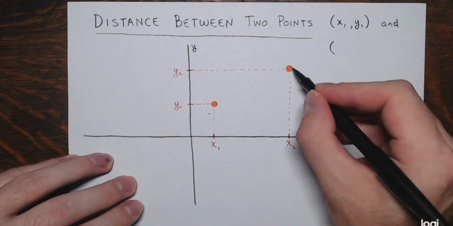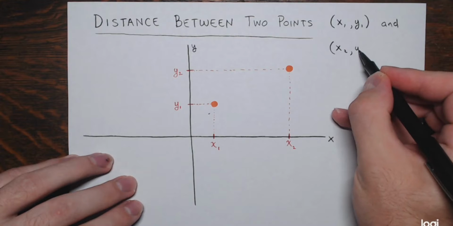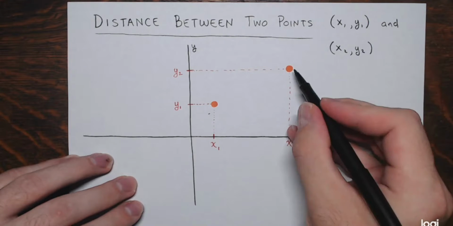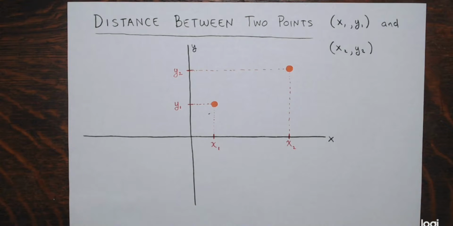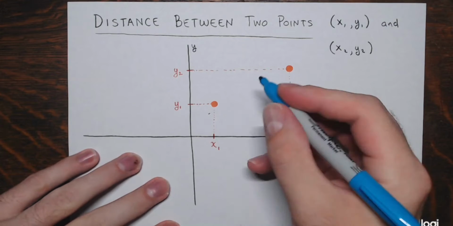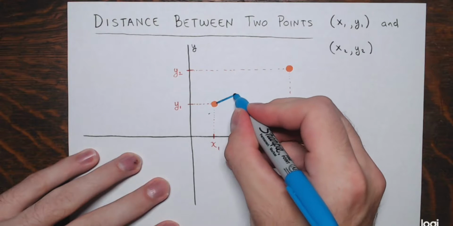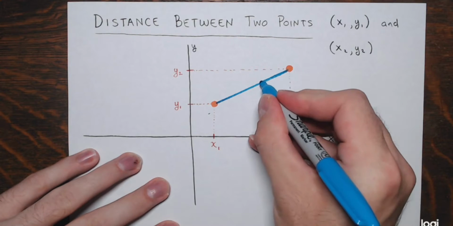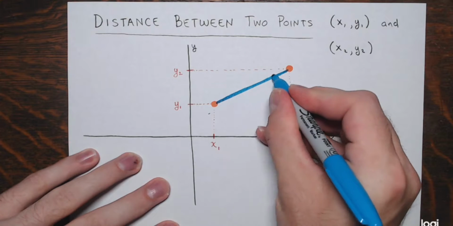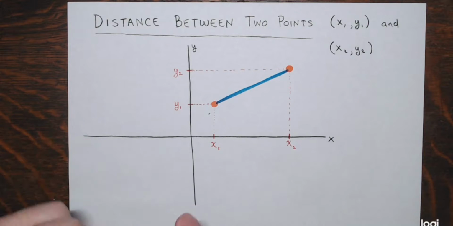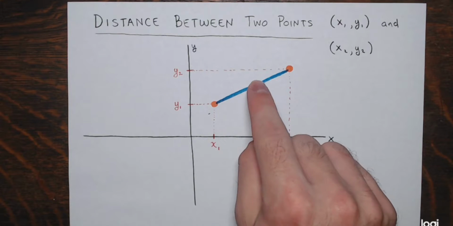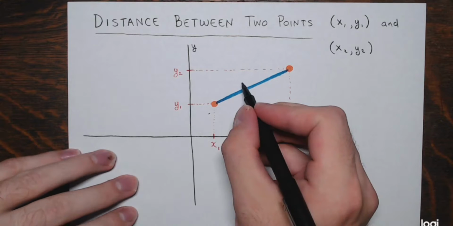And the other point has coordinates x2, y2. That's this point that I'm pointing to here. What we are asked to figure out is the distance between these points. In other words, what's the length of this segment? If I draw a segment between these 2 points, where these 2 points are the endpoints, the length of that segment is the distance.